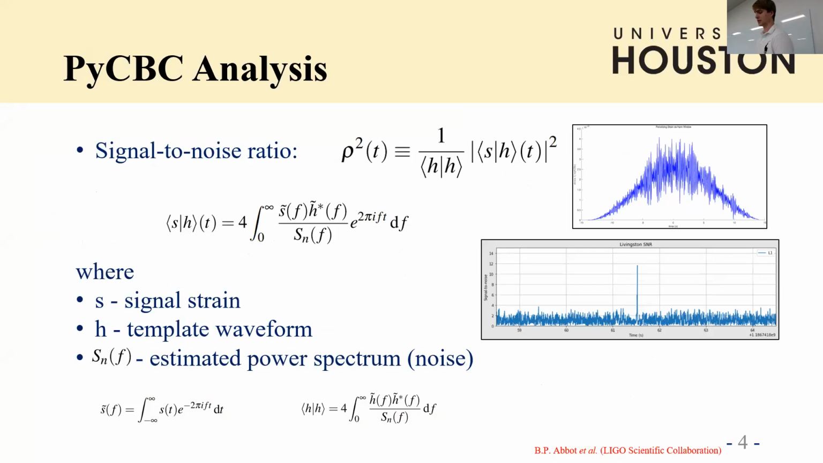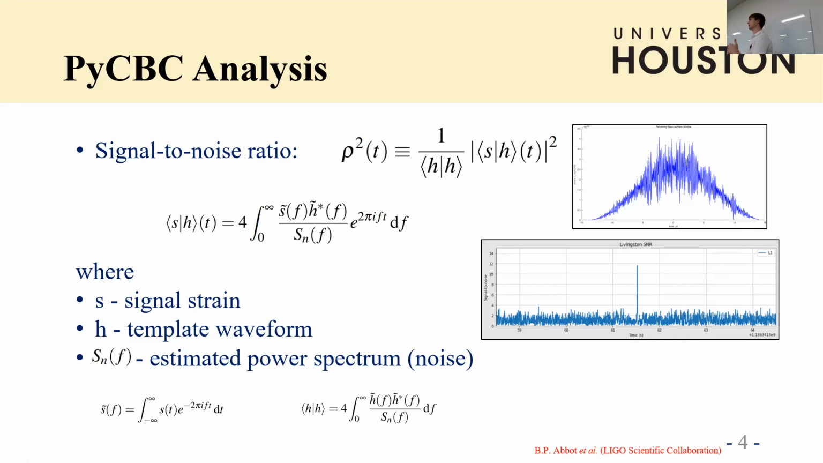So CBC, which is a signal processing pipeline written in Python, identifies candidate signals by computing a signal to noise ratio given by this equation right here, where S represents the signal strain, and then H represents the template waveform produced via numerical relativity. And then we can see here the inner product is taken to cross-correlate the template with the strain, and then the noise characterized by the power spectrum divides out.